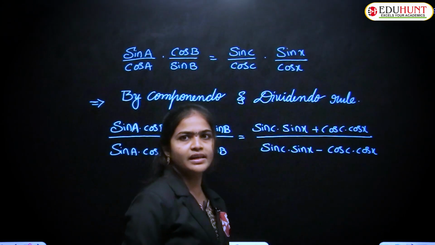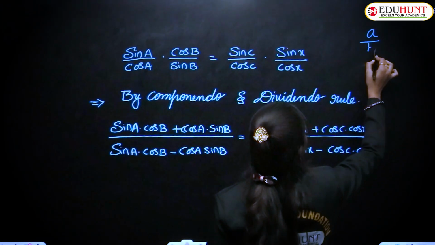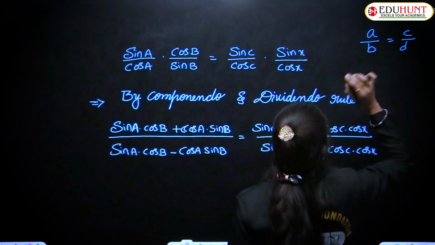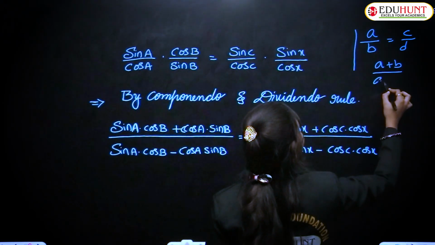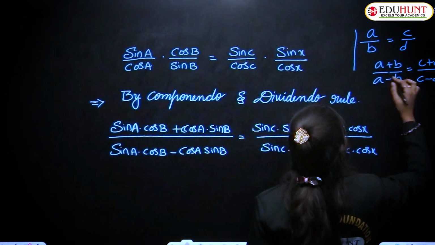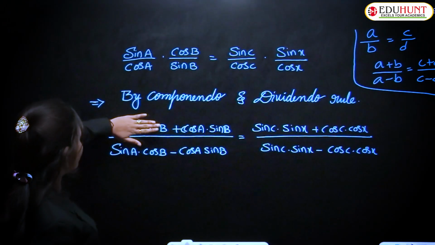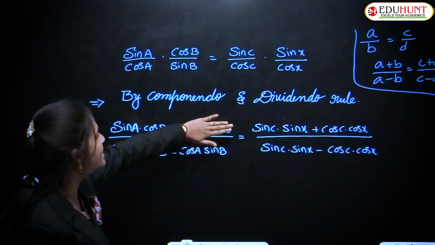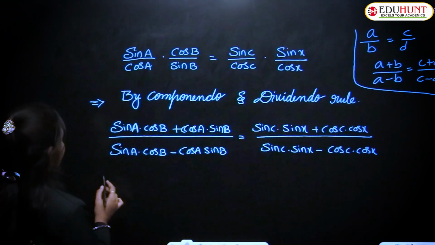Actually, what is the componendo and dividendo rule? Here A by B is equal to C by D. So by the componendo and dividendo rule, A plus B by A minus B is equal to C plus D by C minus D. Actually this is the componendo and dividendo rule. So this total term consider it as A and this is B. Now you can understand that. Okay, so see here.